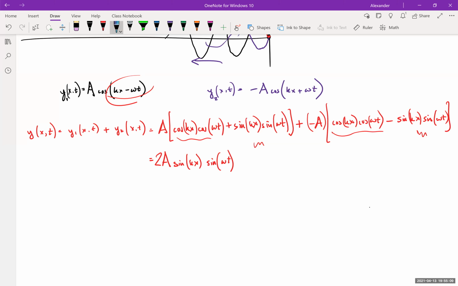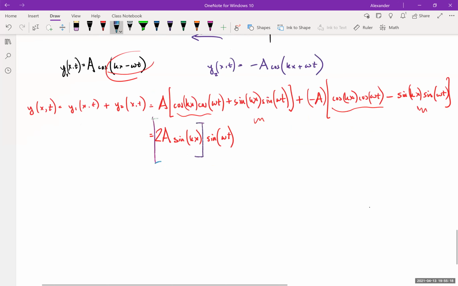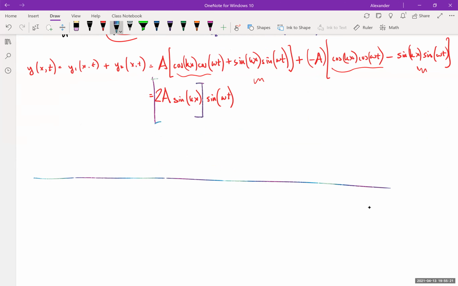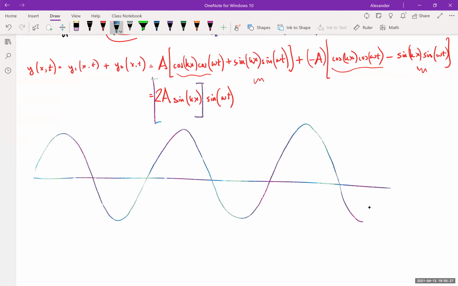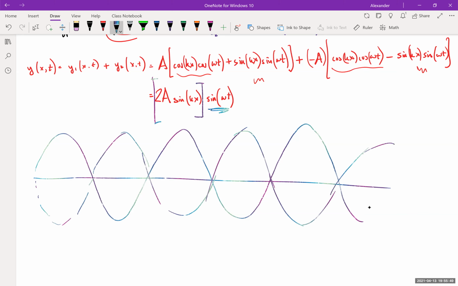But here's the thing. Consider just this piece. Think of this like a spatially modulated amplitude. So if it's an amplitude, we could have the opposite. And sine omega t, there's our time dependence.